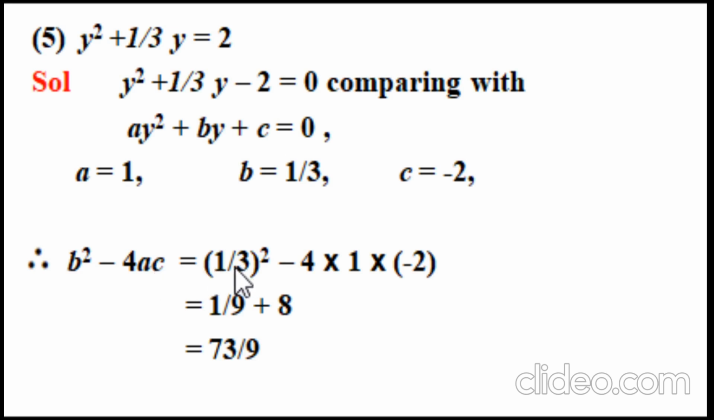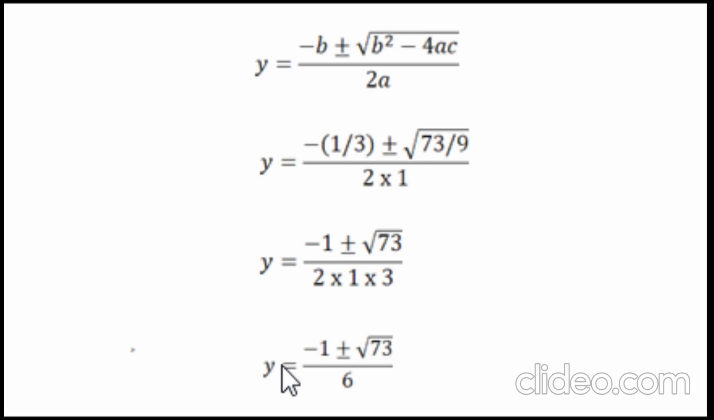b is 1 upon 3. So square of 1 upon 3 is 1 upon 9. Here 4 1s are 4, 4 2s are 8. Negative minus becomes plus. So 1 upon 9 plus 8. So 8 9s are 72. 72 plus 1 is 73. 73 upon 9. So the value of b square minus 4ac is 73 upon 9.